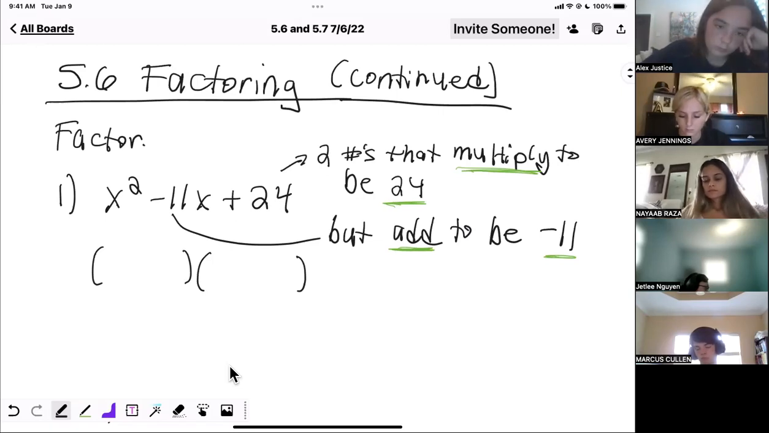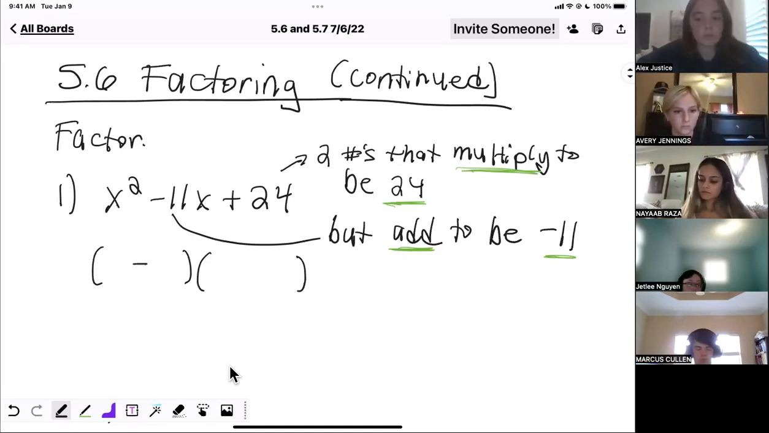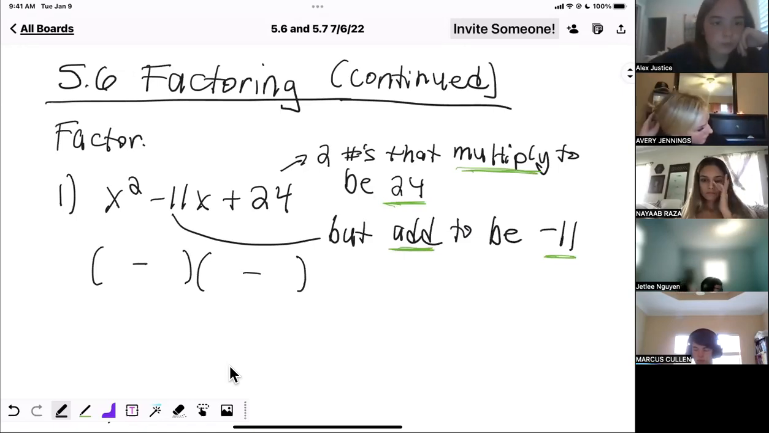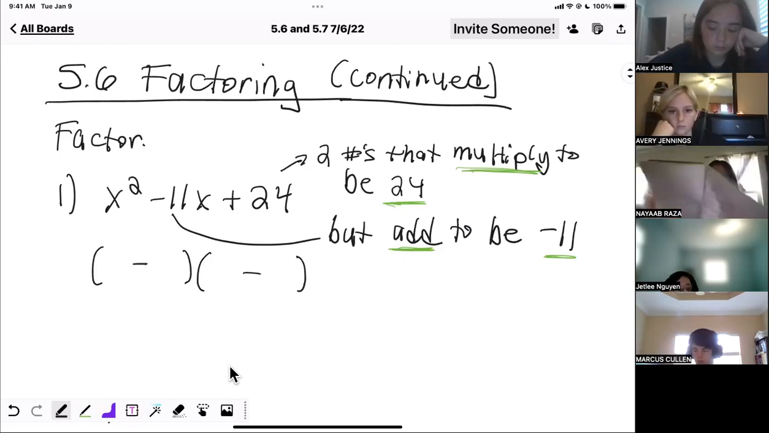So when you think of it this way too, I need a negative 11 in the middle by adding. I need a positive by multiplying. The only signs that will work would be negative and negative, because a negative plus a negative makes a negative, like a negative 11, and a negative times a negative is going to make a positive. So two numbers that add up to a negative but multiply to a positive have to both be negative.